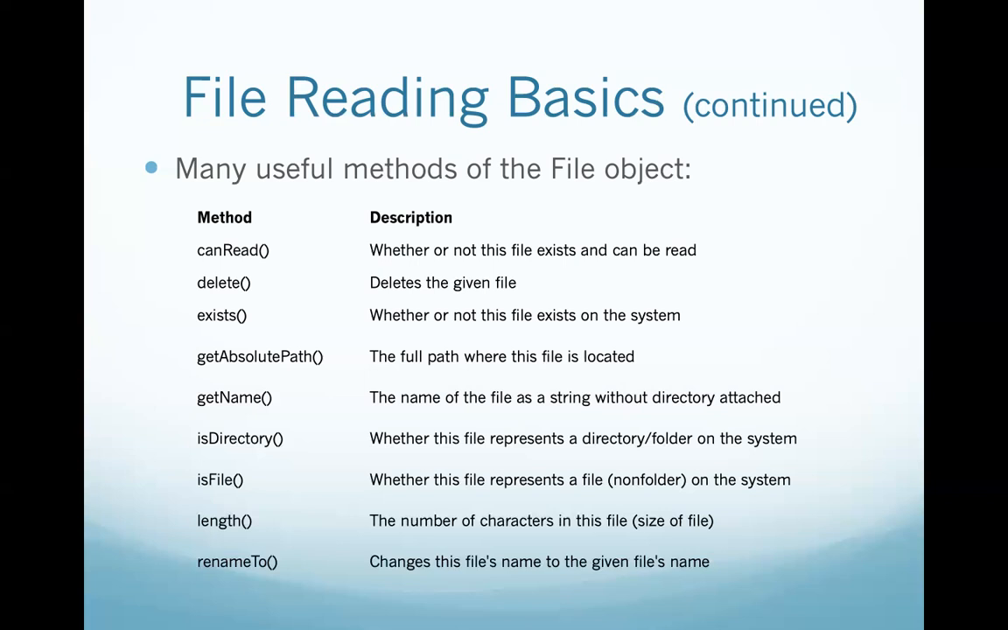getName will return the name of the file without the path, without the directory where it's found. isDirectory is a Boolean method which will return if the file and the path actually represents a directory and not a file. The corollary to that is the method called isFile, which will return a Boolean to indicate whether or not the file object refers to a file. length returns the size of the file in bytes, and renameTo will change the name of the file.